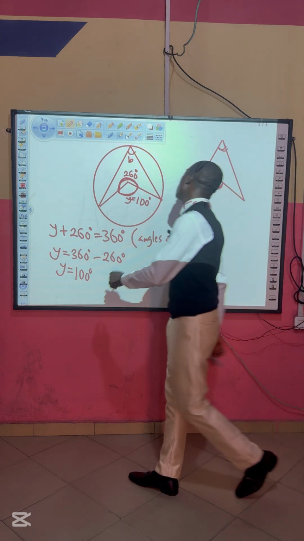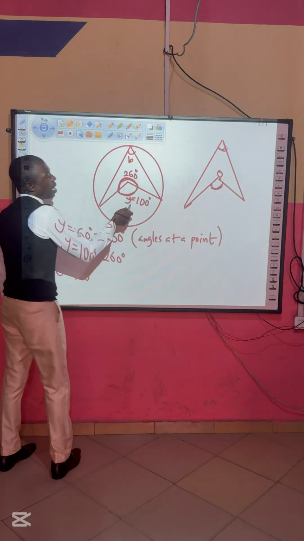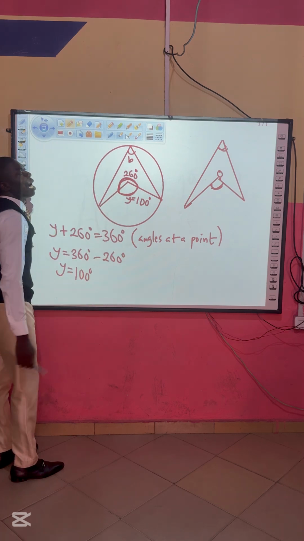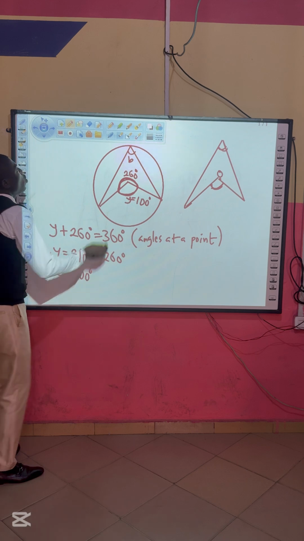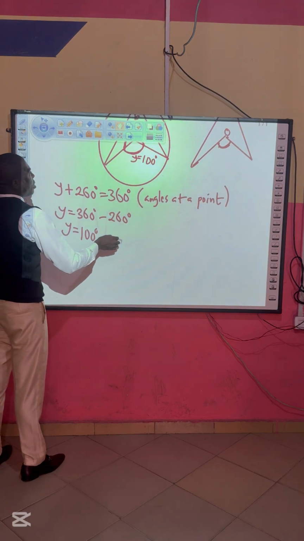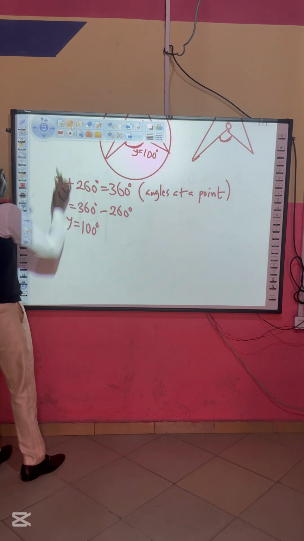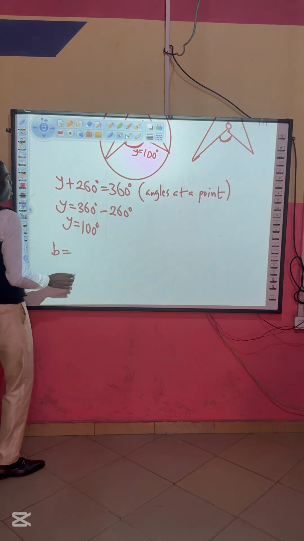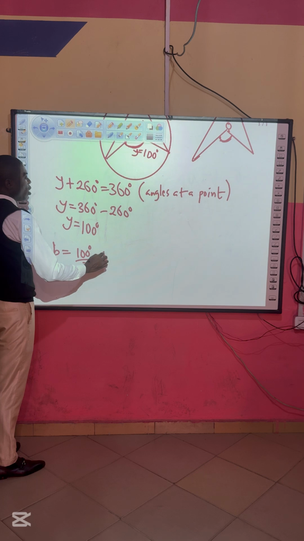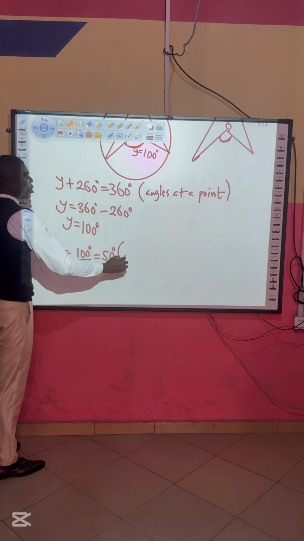So now that we know the angle at the center, which is 100 degrees, to find the angle at B, that's angle B, we are going to divide the angle at center by 2. So we are going to say that B is equal to 100 degrees divided by 2, which will give us 50 degrees. What's our reason?